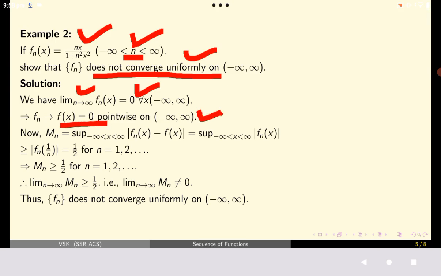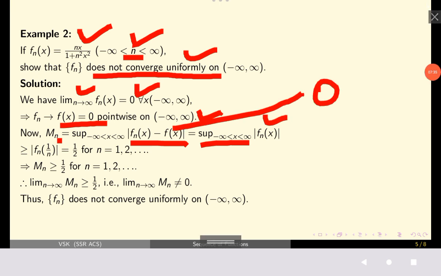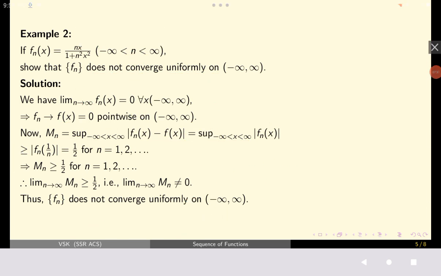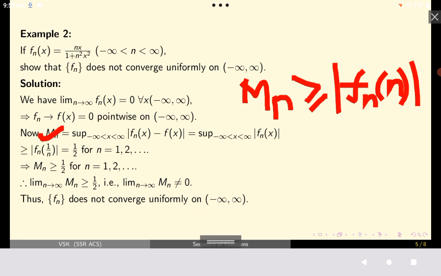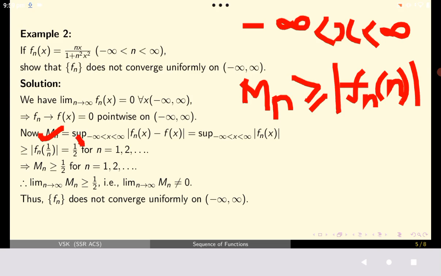Now we'll find the value of M_n. By definition, it will be the supremum of the value |f_n(x) - f(x)|, because f(x) we have already found is 0. But that value M_n will be greater than or equal to f_n(1/n), because M_n is the supremum, so it is greater than or equal to any particular value. So in place of x, we take the particular value 1/n, because x lies in minus infinity to infinity. So we take x equal to 1/n, and the value will be 1/2.